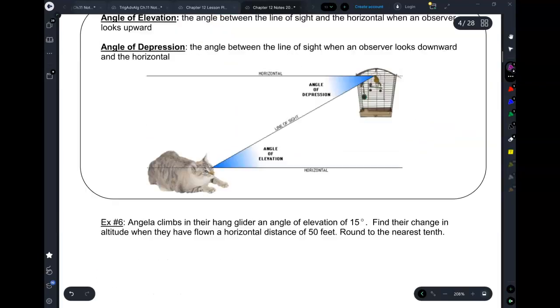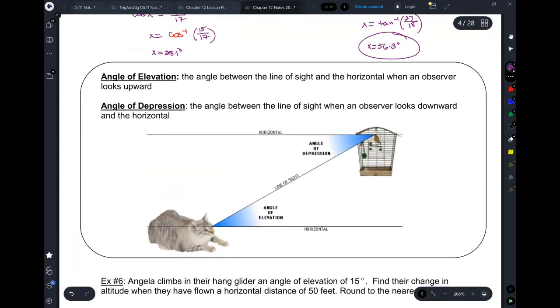All right. And finally, you guys remember angle of elevation and angle of depression, right? So angle of elevation is when you're looking up at something, like the cat eyeing that bird, who is safely tucked away in its cage, thankfully. But then the bird looking down at the cat going, ha ha, I'm safely tucked away in my cage, you can't do anything to me, right? So angle of elevation and depression.